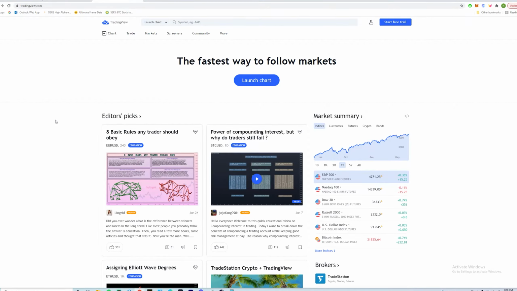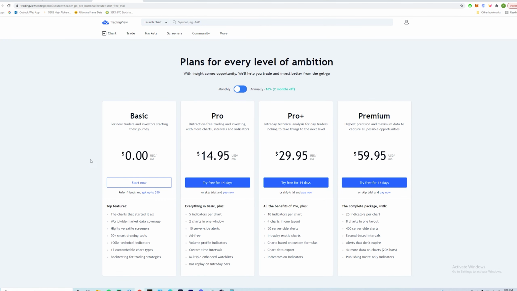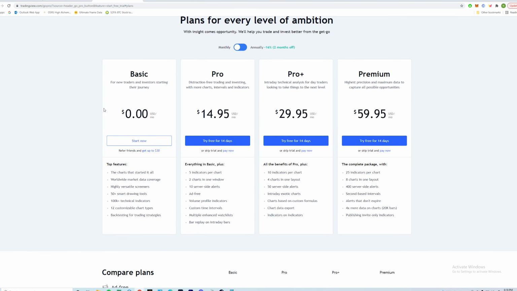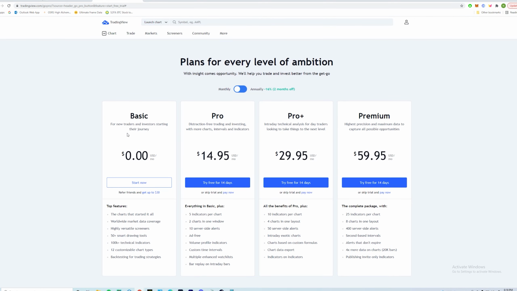We're going to start by heading to tradingview.com and starting a free trial. I use a pro version, which gives you more indicators per chart and several other things. But for just getting started, a basic account will do, and we can get started.